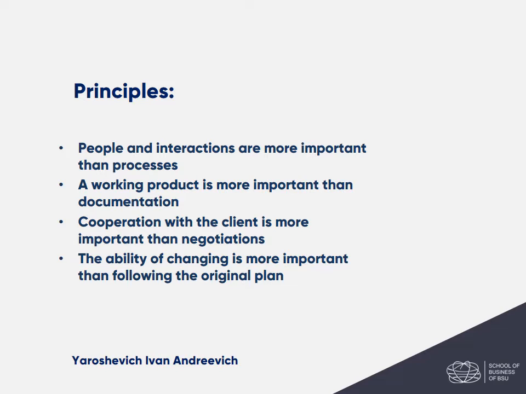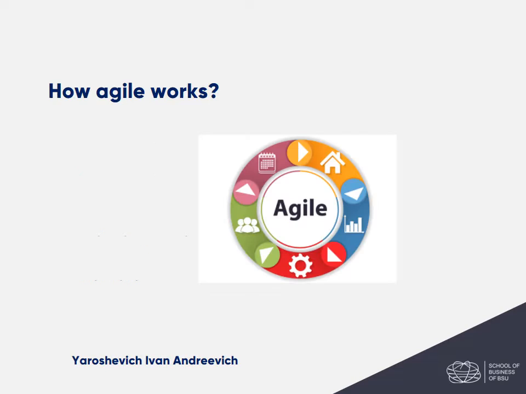First one, people and interaction are more important than processes. Preference is given to face-to-face communication. A working product is more important than documentation. A working product is the main metric of agile methods, which reduces documentation. Cooperation with the client is more important than negotiations. The customer is a full member of the agile team. And the last one, the ability to change is more important than following the original plan.